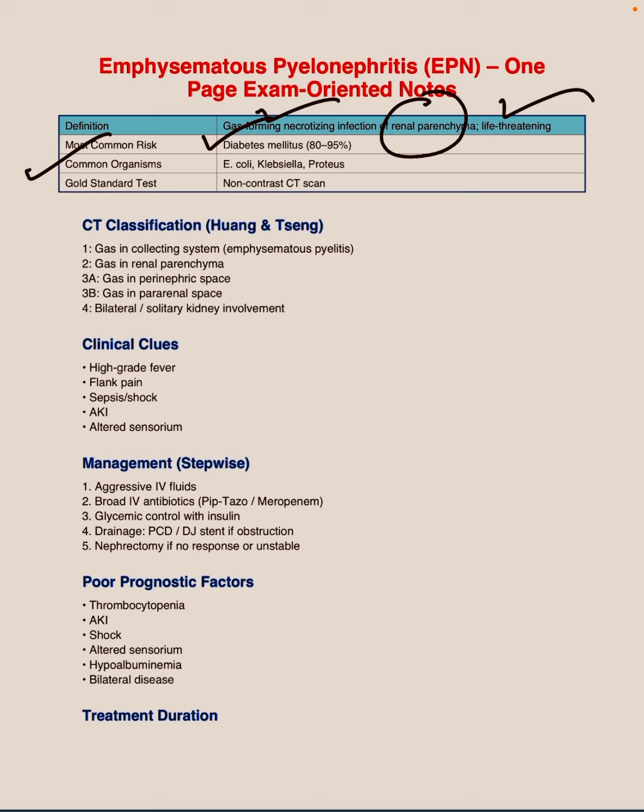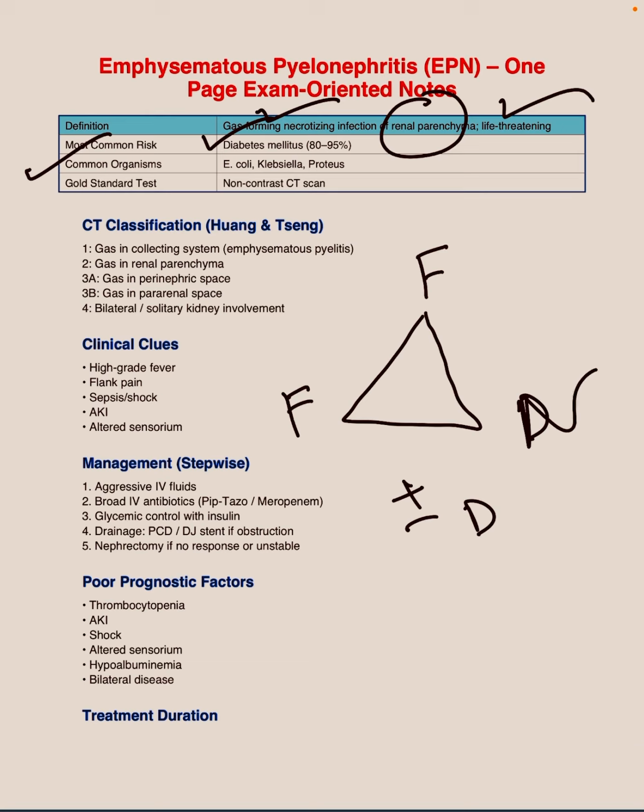What are the clinical features in case of pyelonephritis? High-grade fever, flank pain, nausea or vomiting, and sometimes dysuria. That is the triad of pyelonephritis. We know that fever, flank pain, nausea and vomiting, plus or minus dysuria, is the triad of acute pyelonephritis.